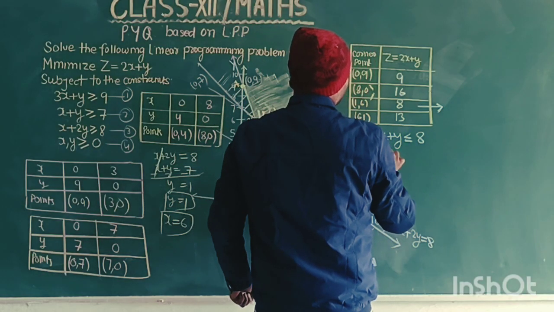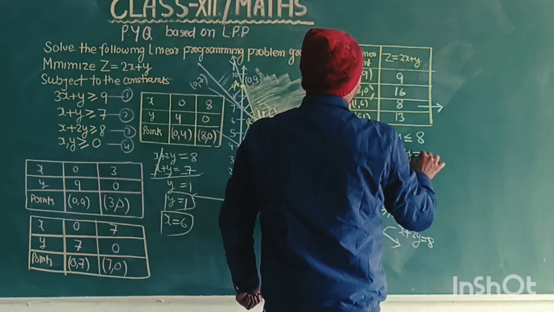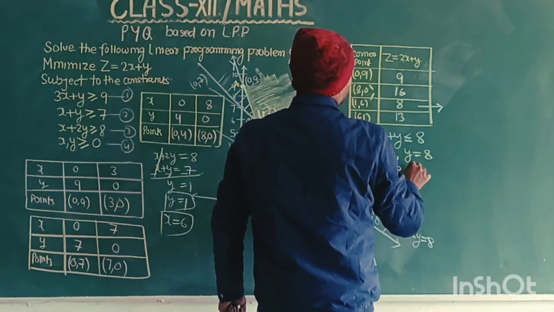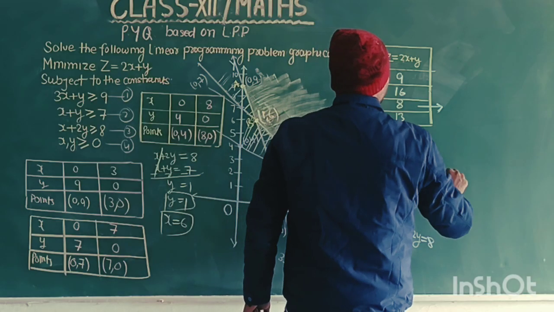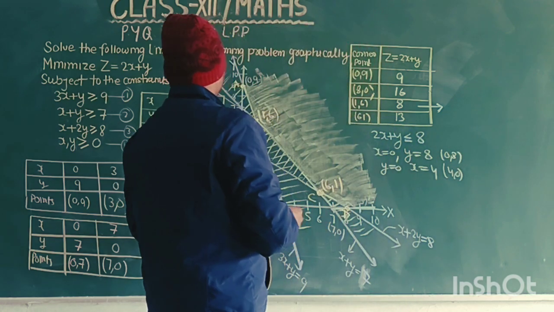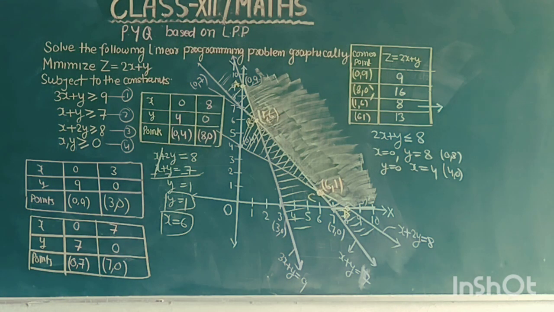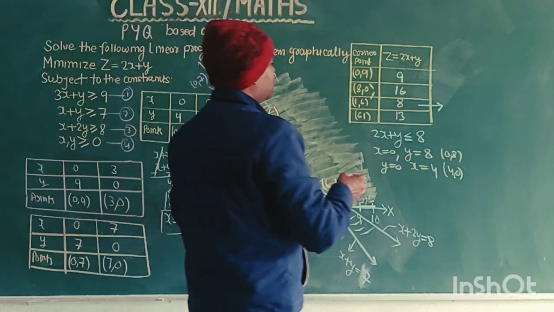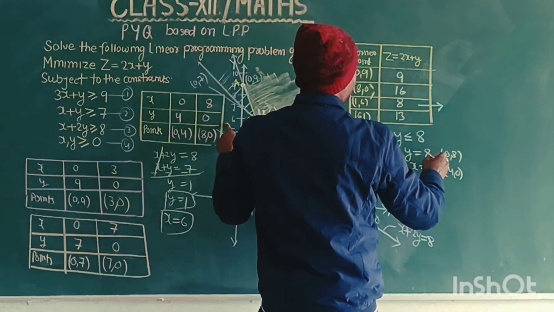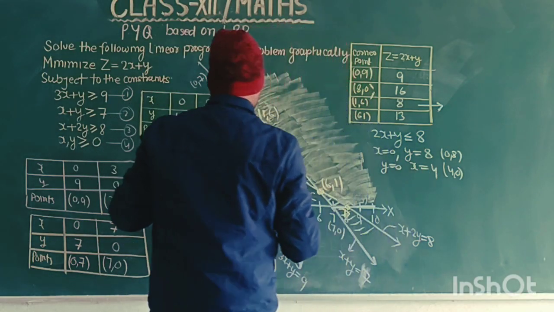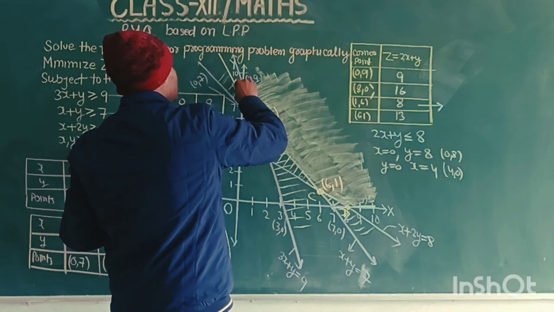Okay, so taking x equal to 0, we will get y equal to 8, and taking y equal to 0, we will get x equal to 4. So 4 comma 0 and 0 comma 8. So plot the line through these points, this is 0 comma 8, and next is 4 comma 0.